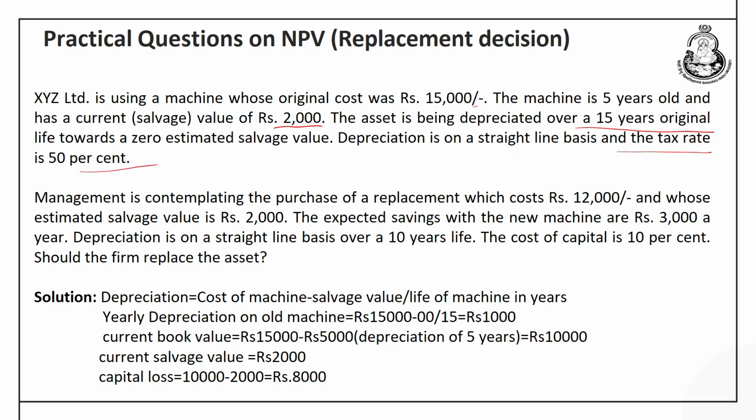Now, the management is going to take a decision to replace this old asset with a new one whose cost is rupees 12,000, estimated salvage value is 2,000, expected saving if the new machine is employed by the company is rupees 3,000 per year. Depreciation is again being charged on a straight line method over the next 10 years, that is the life of the machine. Cost of capital for the firm is 10%.